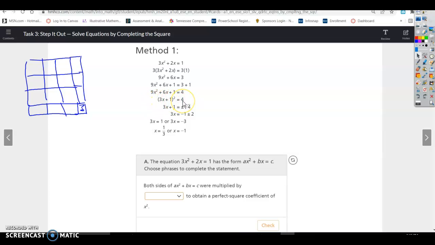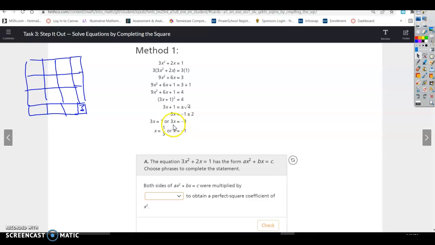Once this is in factored form, you can solve this equation by simply taking the square root of both sides. The square root is going to cancel the square term on the left, and then you're going to have plus or minus the square root of 4 on the other side. So then I'm going to have 3x plus 1 equals this, and I'm going to subtract 1 from both sides. When you subtract 1 from a plus or minus 2, you have to do negative 1 plus 2. Negative 1 plus 2 is 1, and negative 1 minus 2 is negative 3.